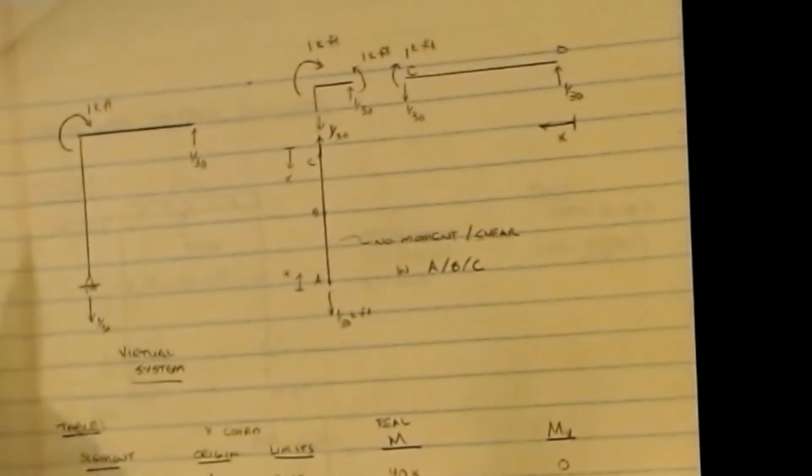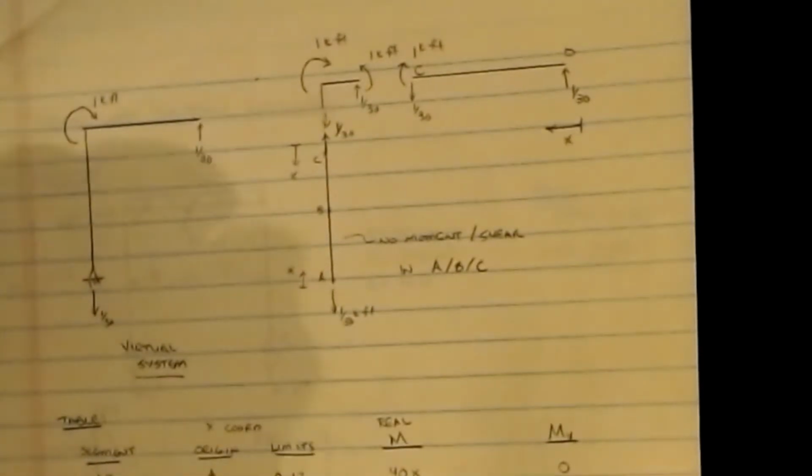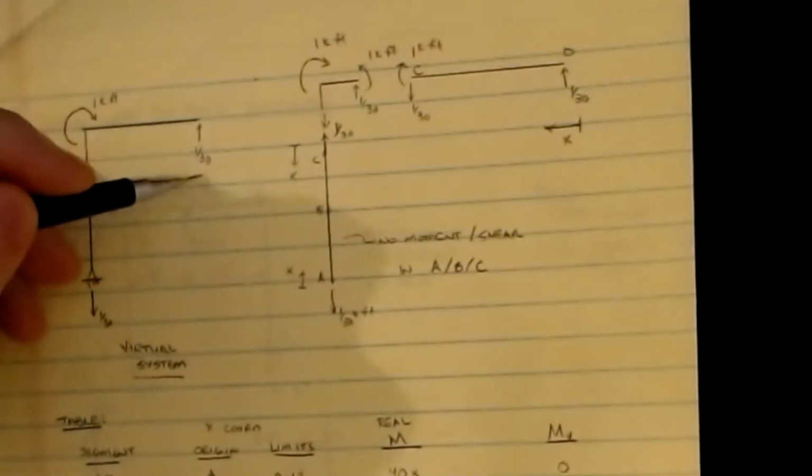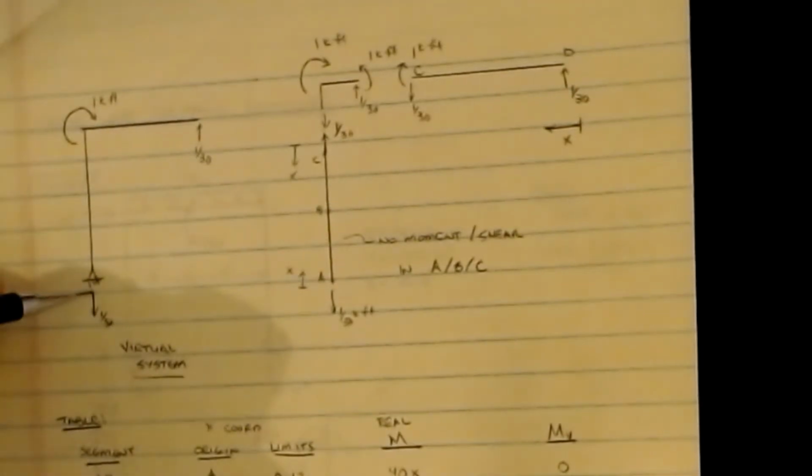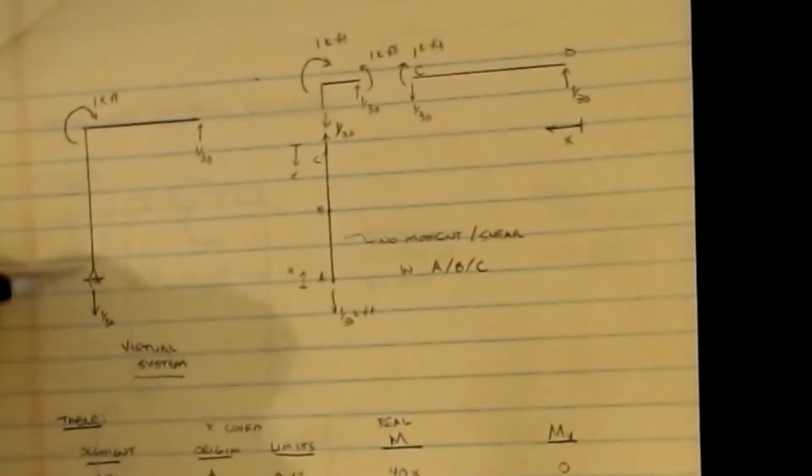The virtual system then is just like you would expect from the beams. It follows the exact same logic: if I want a rotation at C, my virtual system is going to consist of a unit moment applied at C, and then we're going to analyze the entire structure. If I put a 1 kip moment here, I know that I get a 1/30 kip point load up at D, and a 1/30 kip load down at A. There is no horizontal effect due to this moment.